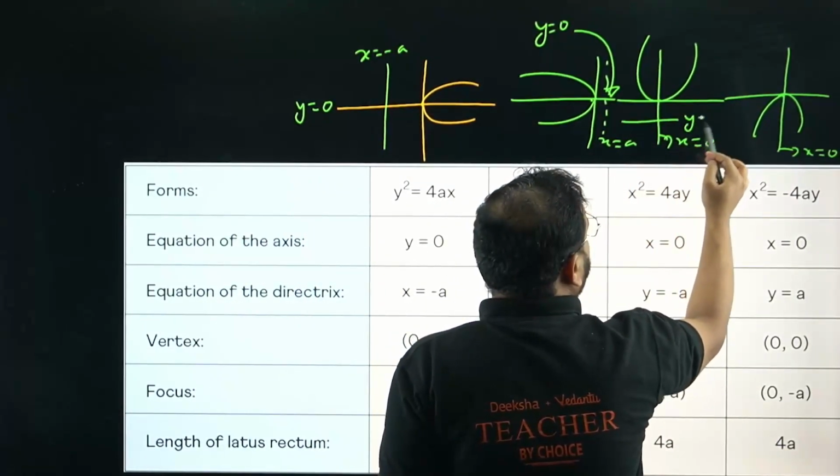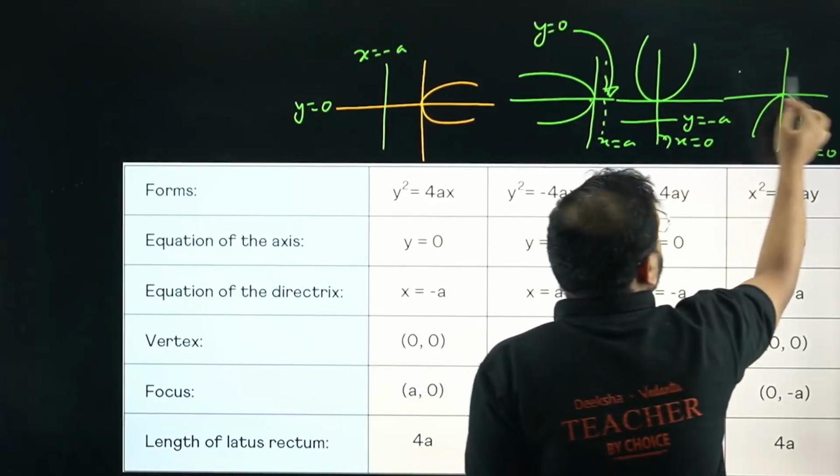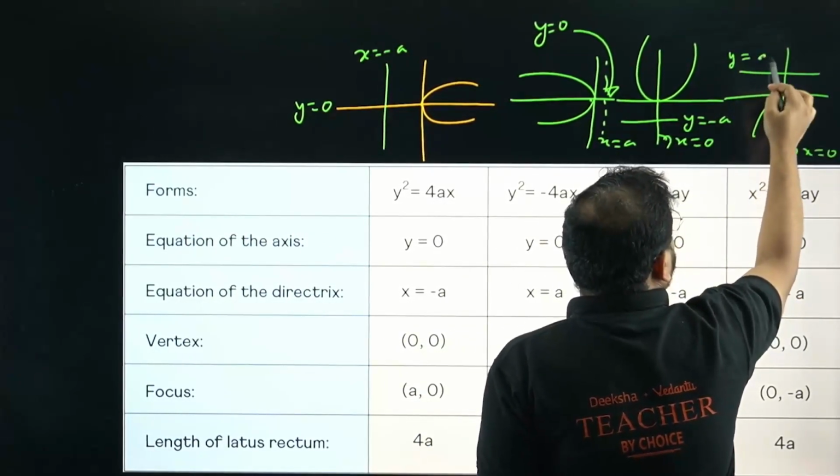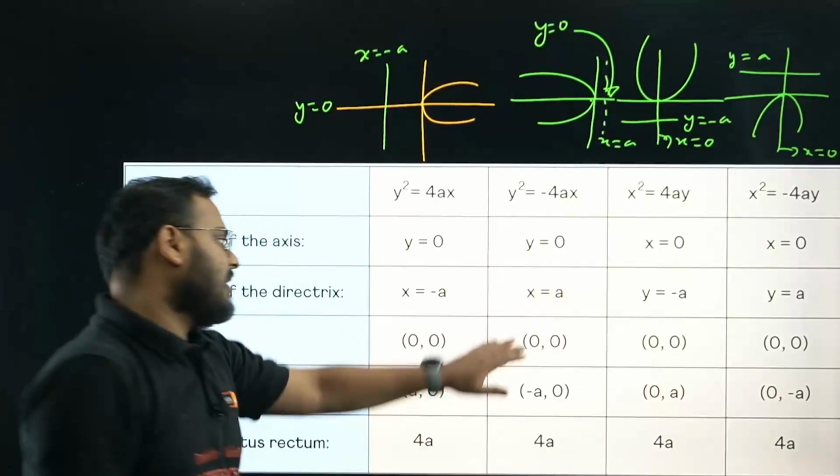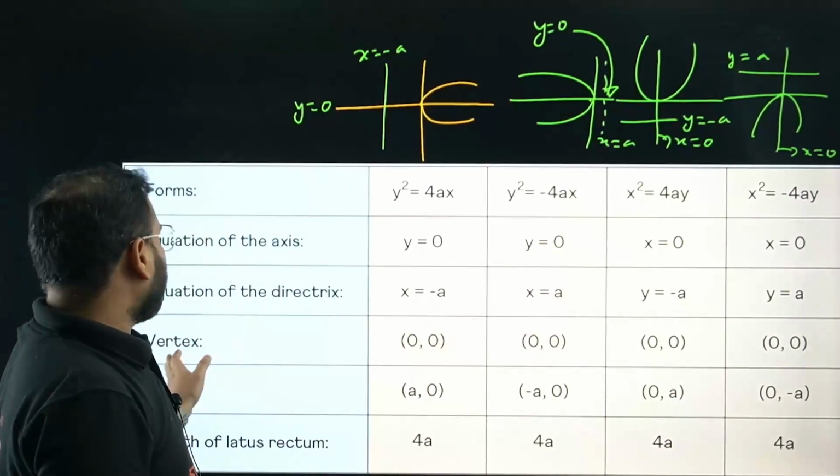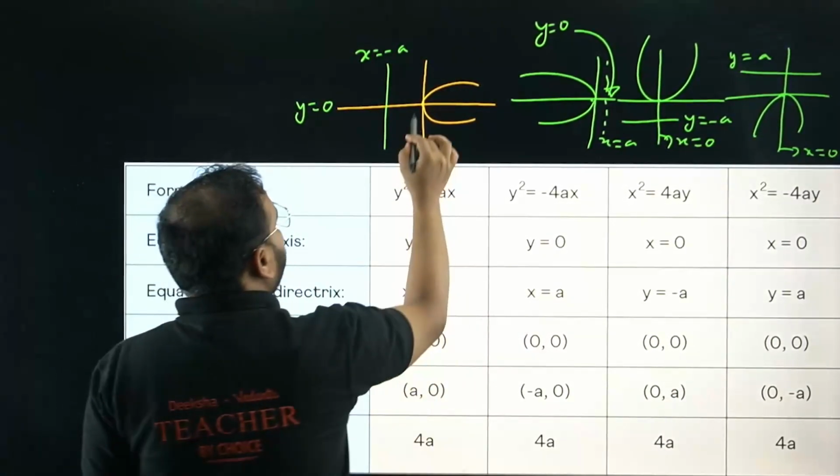Y equal to minus a. In this case, what will happen? Y equals a. This is the equation of directrix. Please check. A, minus a. Okay. Vertex will be again every time 0 only, origin only, right?